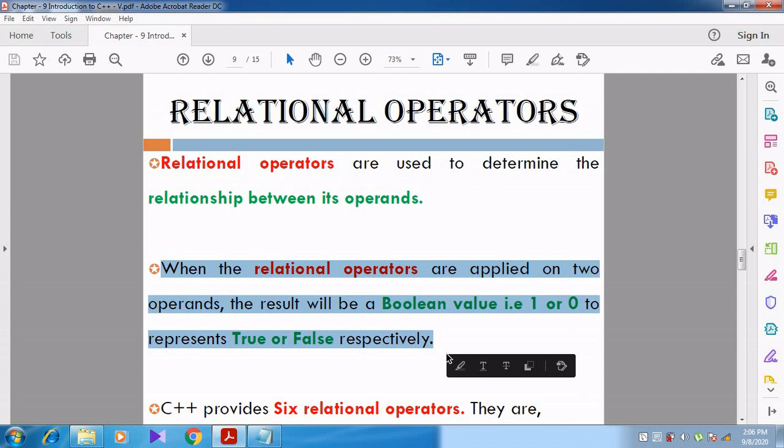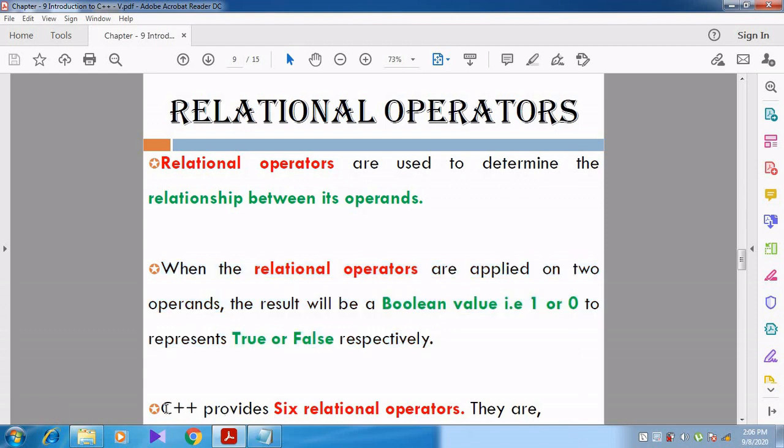Whenever we apply the relational operators in between two operands, we get the result as a Boolean value, that is 1 or 0, that is true or false. In C++, there are 6 relational operators.